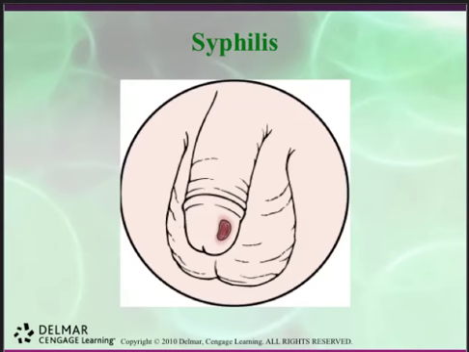Okay, here you can see an example of a chancre on the head of the penis. This is one of the early signs of a syphilis infection. This is indicative of the first stage before the spirochete begins to spread throughout the entire body.